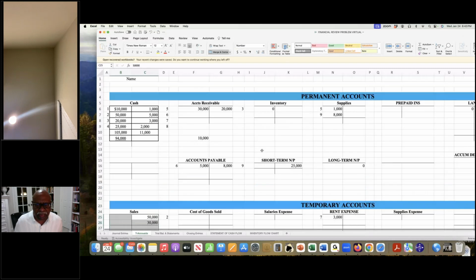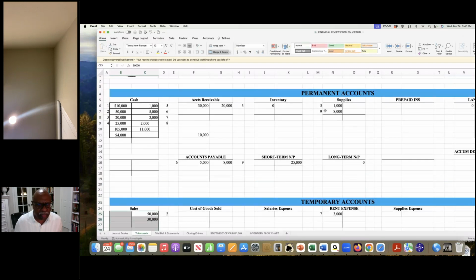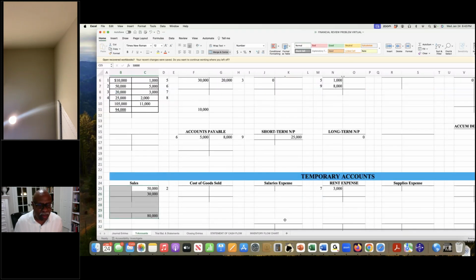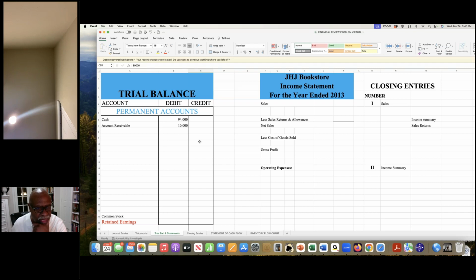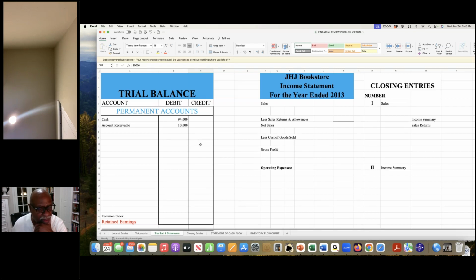The permanent accounts are up top, the temporary accounts are below. The permanent accounts are the assets and liabilities and common stock. Temporary accounts are dividends, revenues, and expenses. So see if you can put all of those accounts on the trial balance in the order that they are in on the chart of accounts.